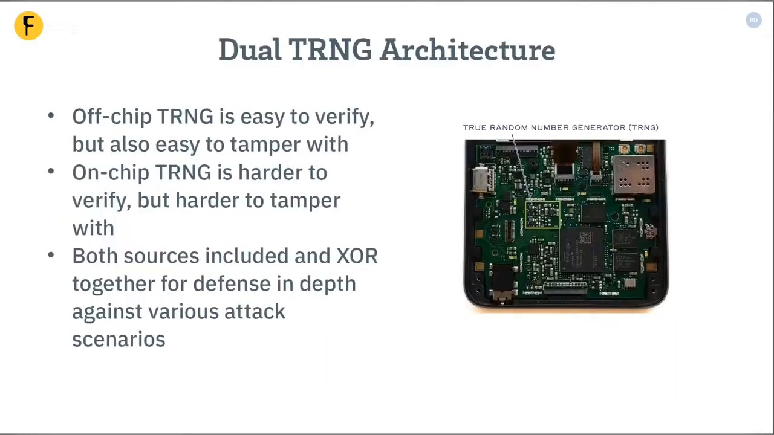We have a pair of actually TRNGs on the device. So we have a small actual discrete TRNG. It's off chip, made with discrete components. And the concept of this was that it's easy to verify, like literally we can put an oscilloscope on it and confirm that it's actually behaving well, right? But the problem also is that it's easy to tamper with. The fact that you can point an oscilloscope probe at it means someone, an evil maid or something like this, can come into your device, open it up and maybe short out a point when you weren't looking or something.